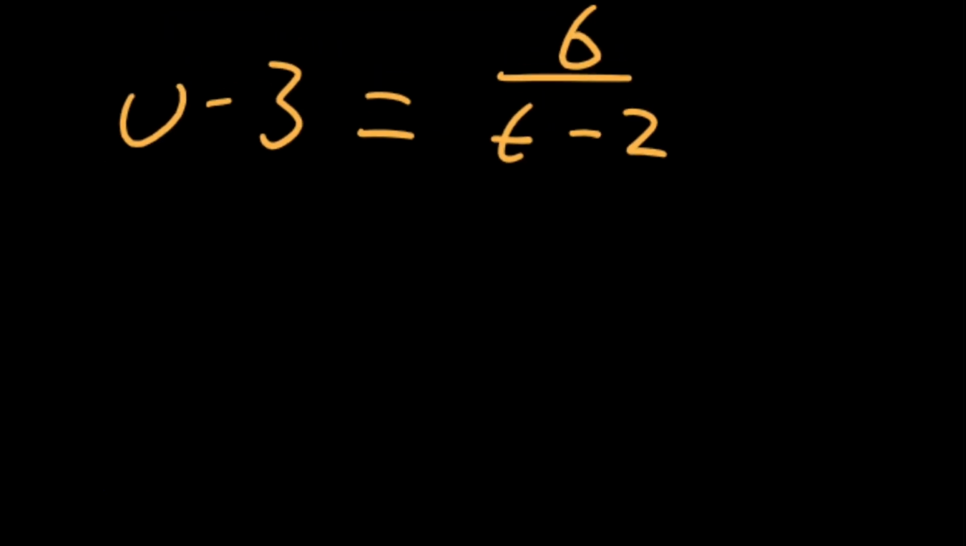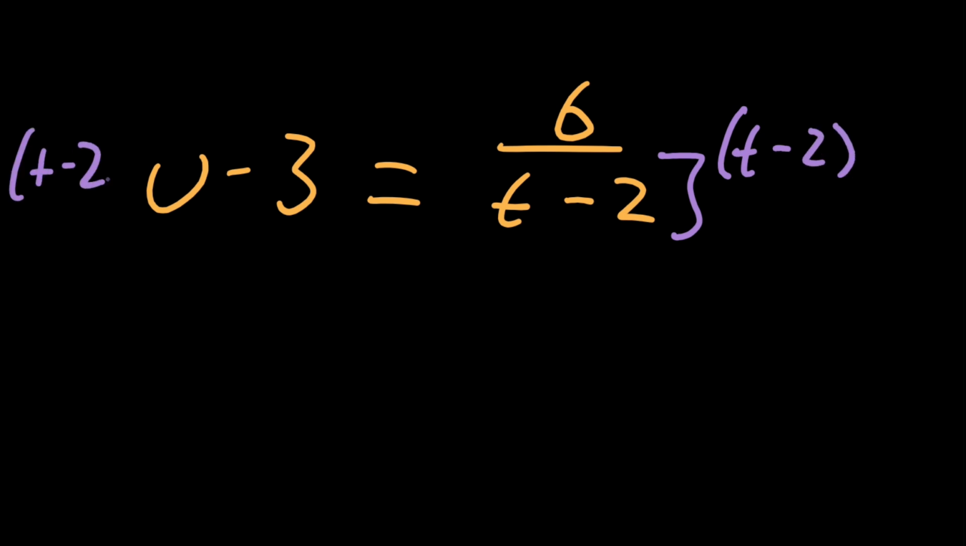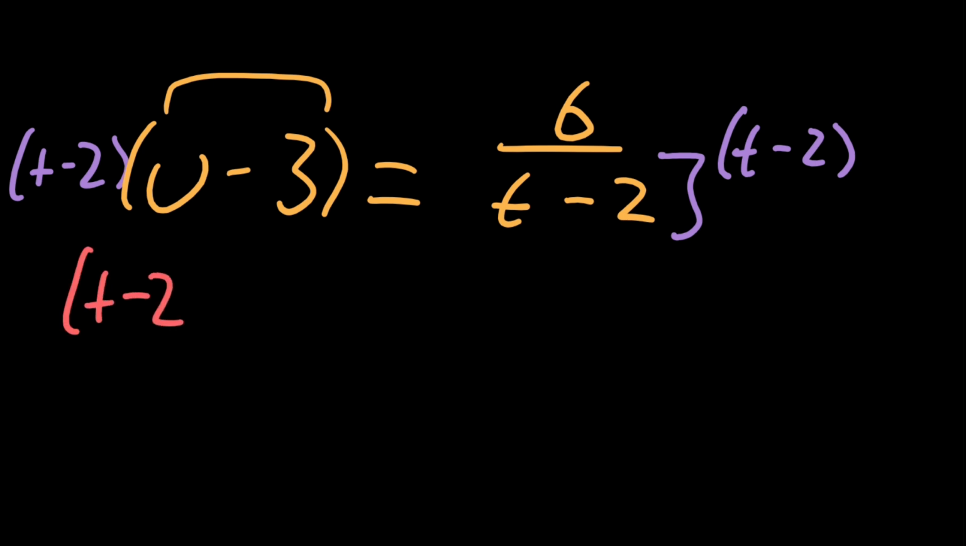The first thing we notice is that t is in the denominator of this fraction. So why don't we just multiply both sides by t minus 2? I'm going to add some parentheses around this u minus 3 term to show that we are multiplying t minus 2 by this whole thing, not just by the u. Once we do that, we get t minus 2 times u minus 3 is equal to 6.